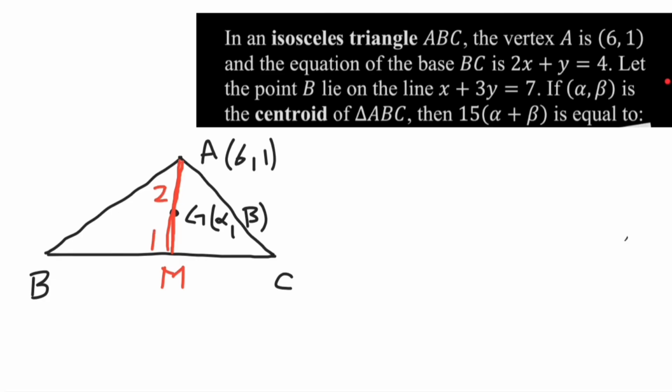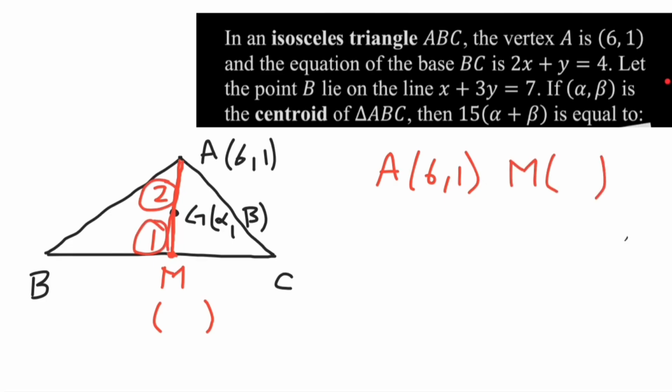So using this property, I am going to find the alpha, beta values, that means we are going to find the centroid. We consider this point as capital M. We don't know the M point. If we find the M point, then using this A point, which is (6, 1), and the M point, and also the 2:1 ratio, we can find the centroid. So first I am going to find the M point.